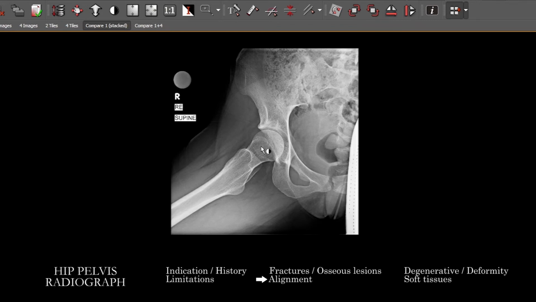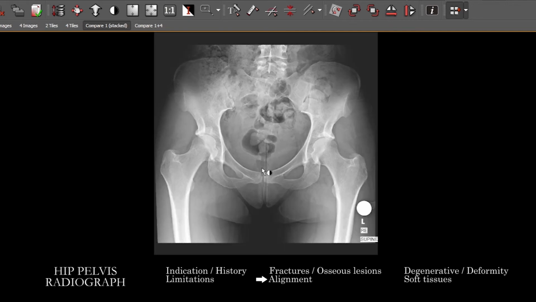When we're looking at the alignment of the osseous structures, we're going to make sure that the femoral head is well placed, as best you can on the provided views, in the acetabulum. We're also going to look for any sort of subtle widening of the pubic symphysis and the SI joints. Then you want to look at the contralateral side as best you can, also on the single frontal view, for any sort of abnormal alignment.